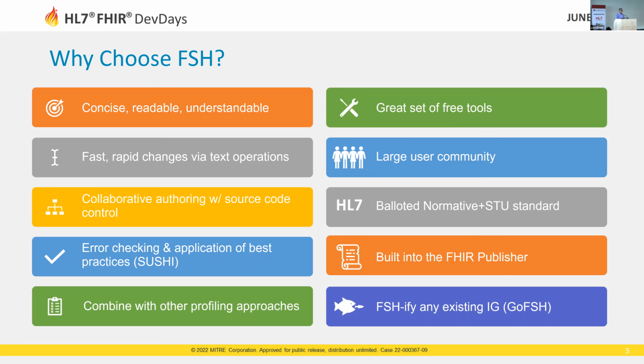Through the Sushi compiler, we can take your fish and always use best practices in terms of generating the FHIR artifacts. We can also combine it with other profiling approaches. So like if you use FHIR Forge, we can take the FHIR artifacts and move them into FHIR Shorthand, and you can go back and forth. So it's very flexible in that way. Chris will introduce you to a bunch of tools that we've created around the FHIR Shorthand language.